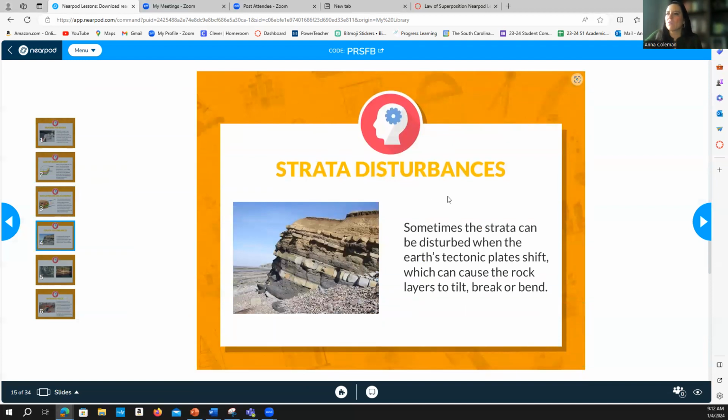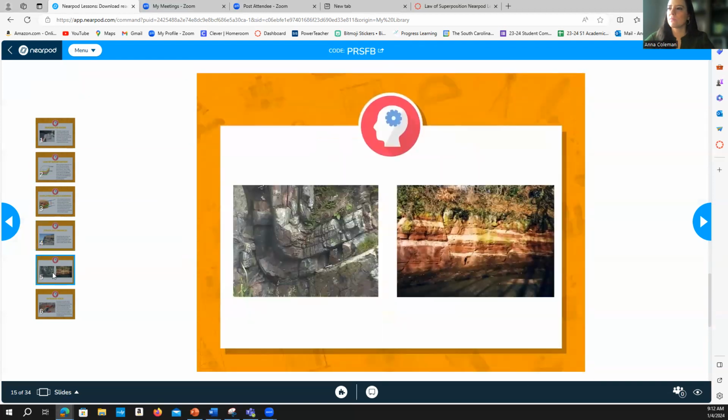So what do we talk about with strata disturbances? Sometimes the strata, which are each layer of the rocks, get disturbed. We're going to get into plate tectonics in a little while, but sometimes underneath the Earth's surface, it shifts, okay? And this can cause the rock layers to tilt, to break, to bend, and to move.